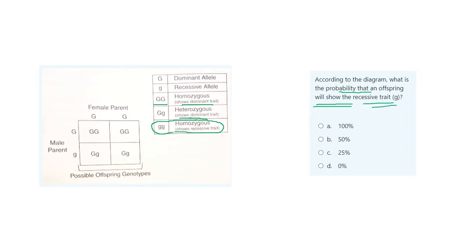So, although these 2 here will be carrying the recessive allele, they can pass it on to their offspring. They will not be showing the recessive trait because they have 1 dominant allele which will overpower that recessive trait. So the chance that they will show the recessive trait is 0% because all of them will get at least 1 dominant allele from the female who only carries dominant alleles.